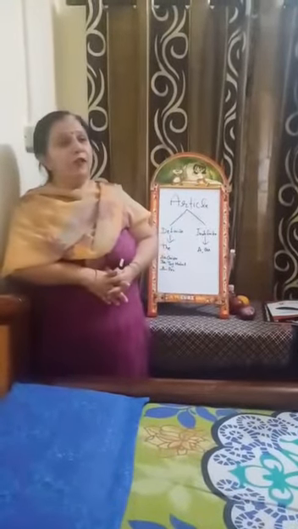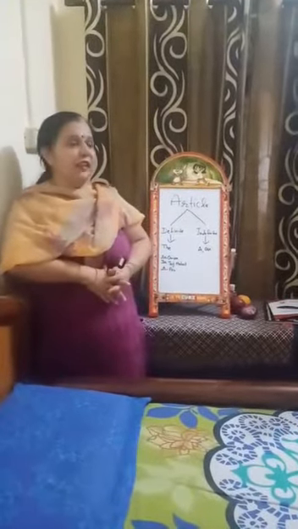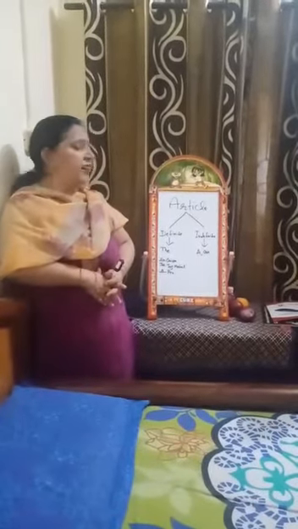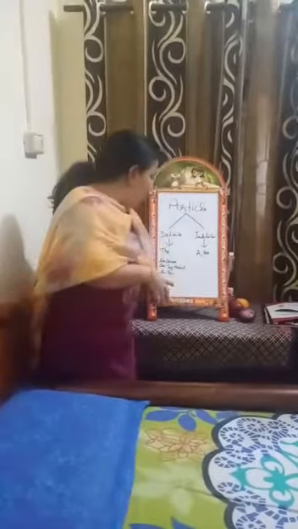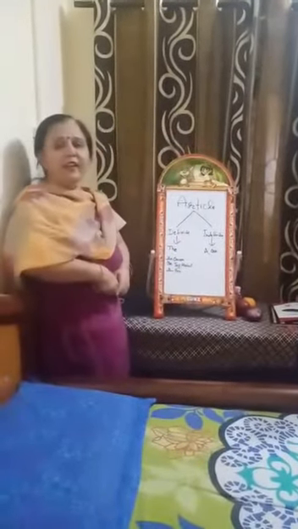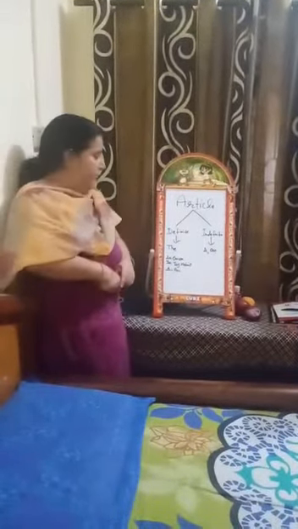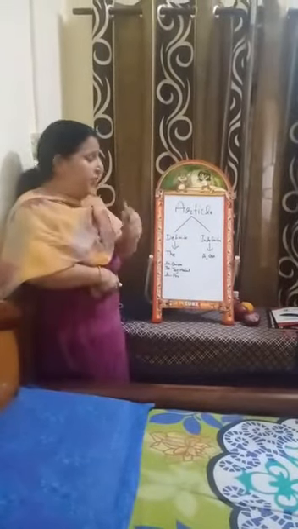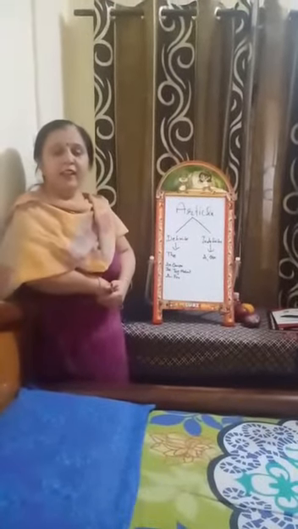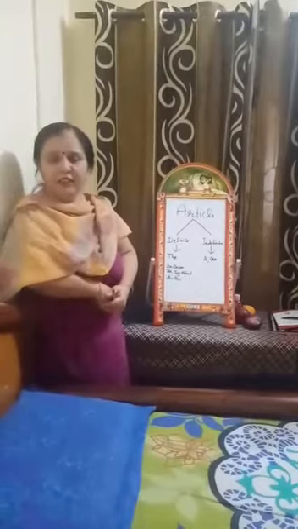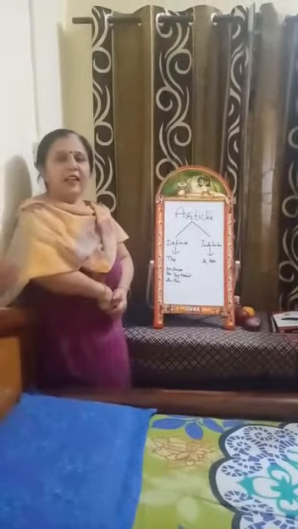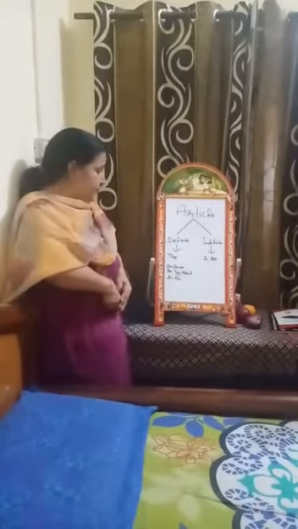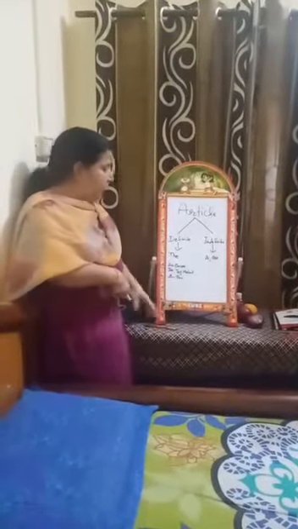And how many vowels are there? 5. What are they? A, E, I, O, U. So, what do we call the definite article? The. The is called the definite article, and what do we call the indefinite article? A and an. So students, just have a look here.